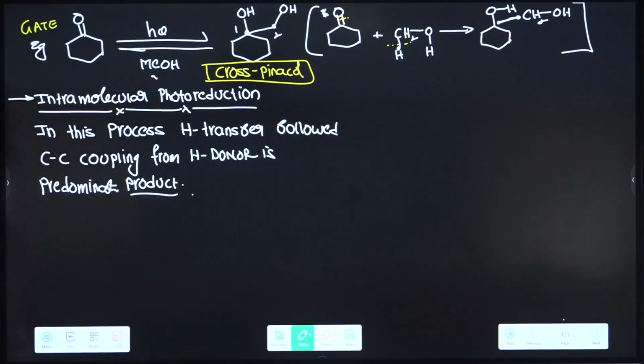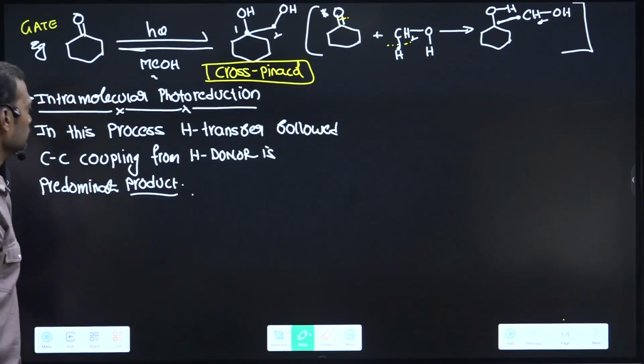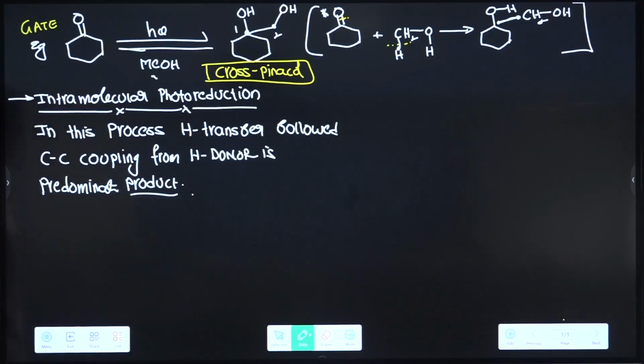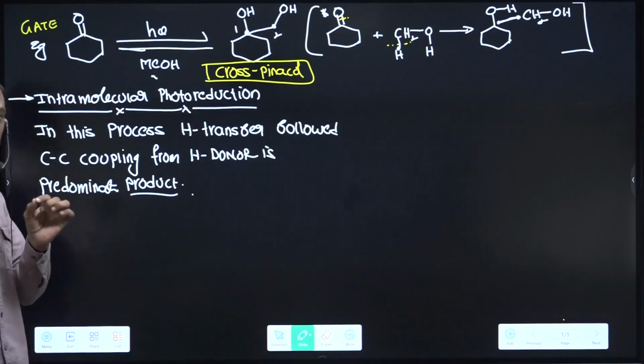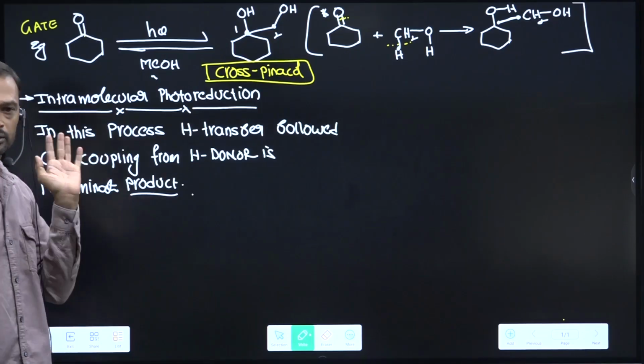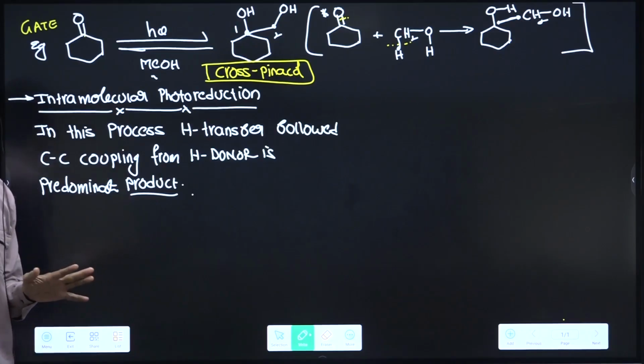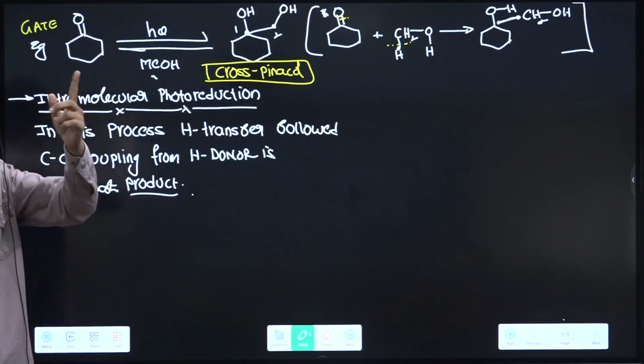You remember this point. Only this point you may expect a question, and that is almost all equal to normal CC coupling reactions. When intramolecular photoreduction appears anywhere, don't apply pinnacle product. Pinnacle product never exists. At that time, hydrogen transfer followed by CC coupling.